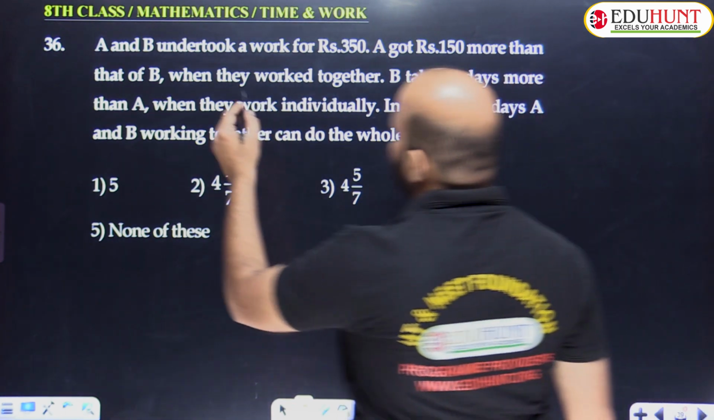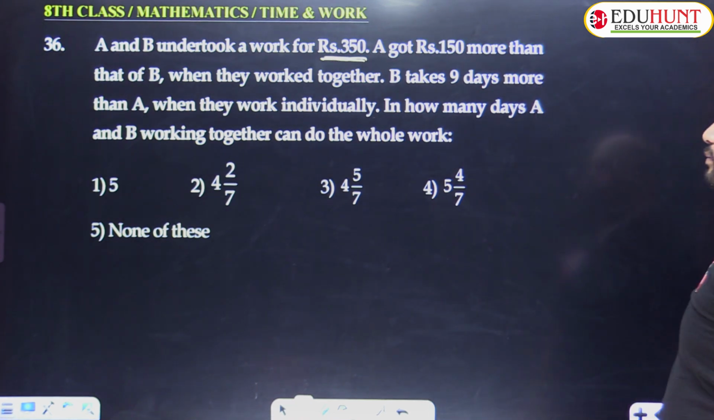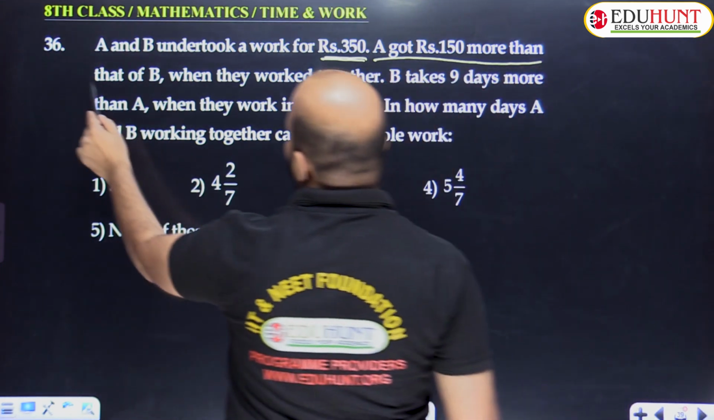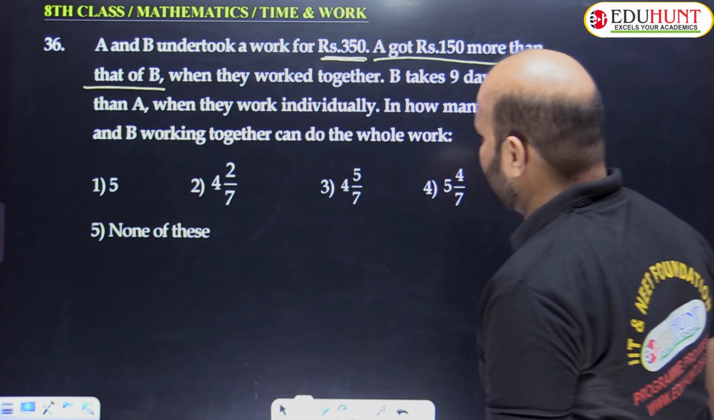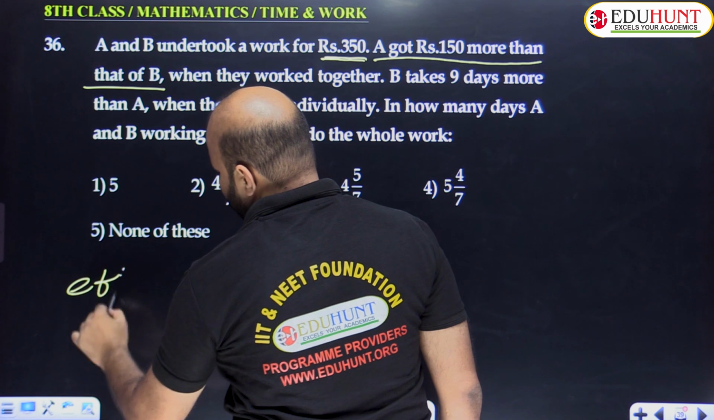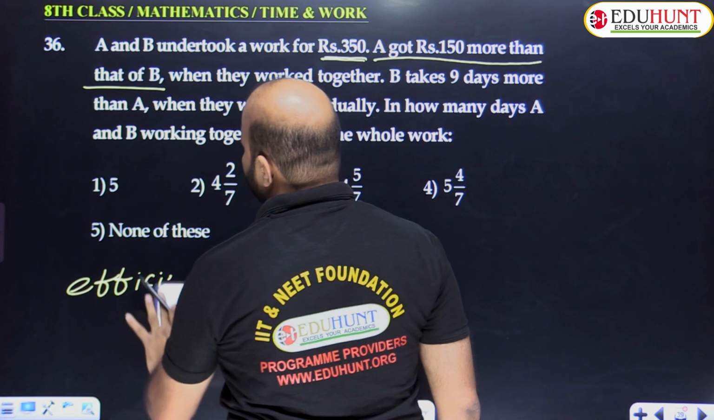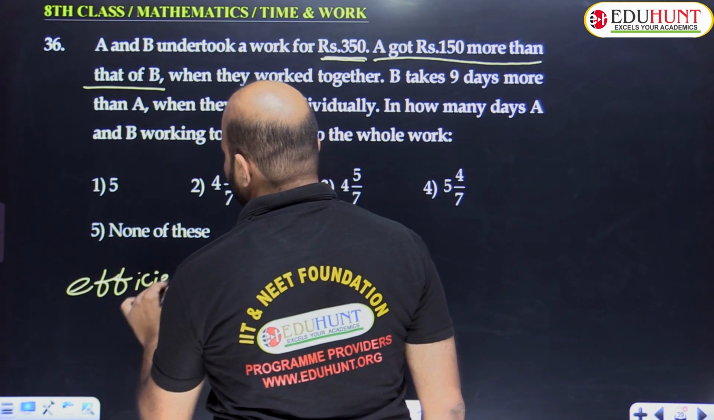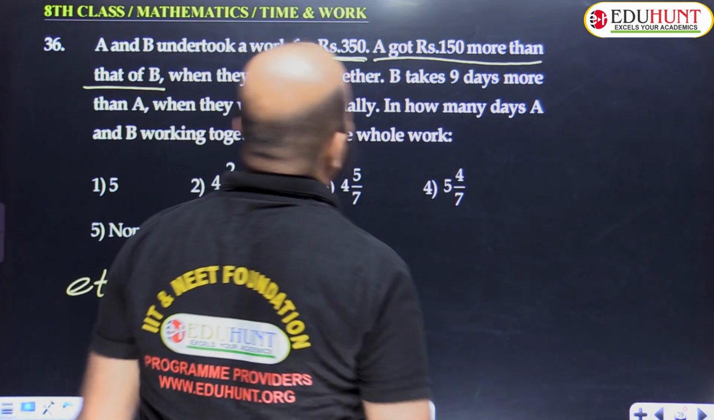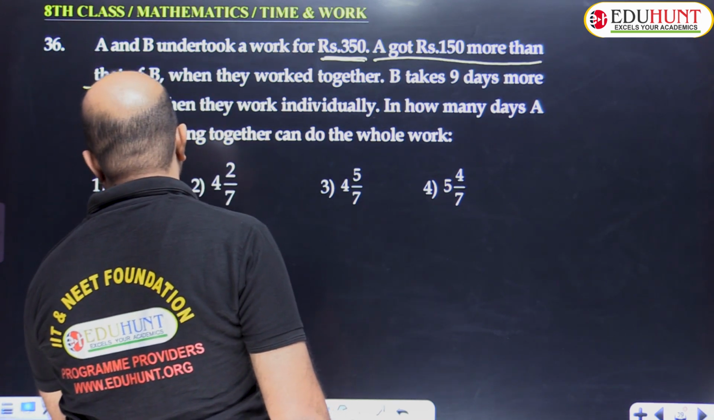Am I clear? What I am given here is the amount, nothing but wages. A and B were engaged for 350 rupees, and A got 150 more than B out of 350 rupees. This amount is nothing but efficiency, or capacity. So first we need to calculate the efficiency.